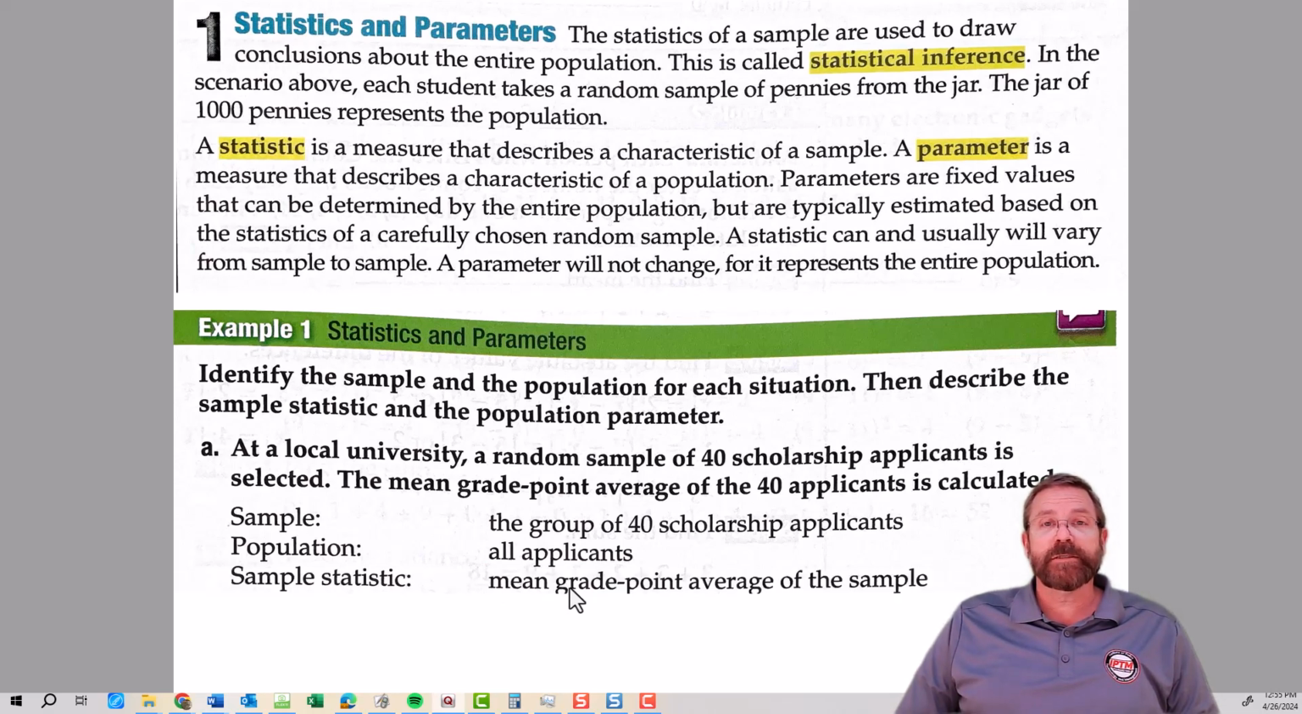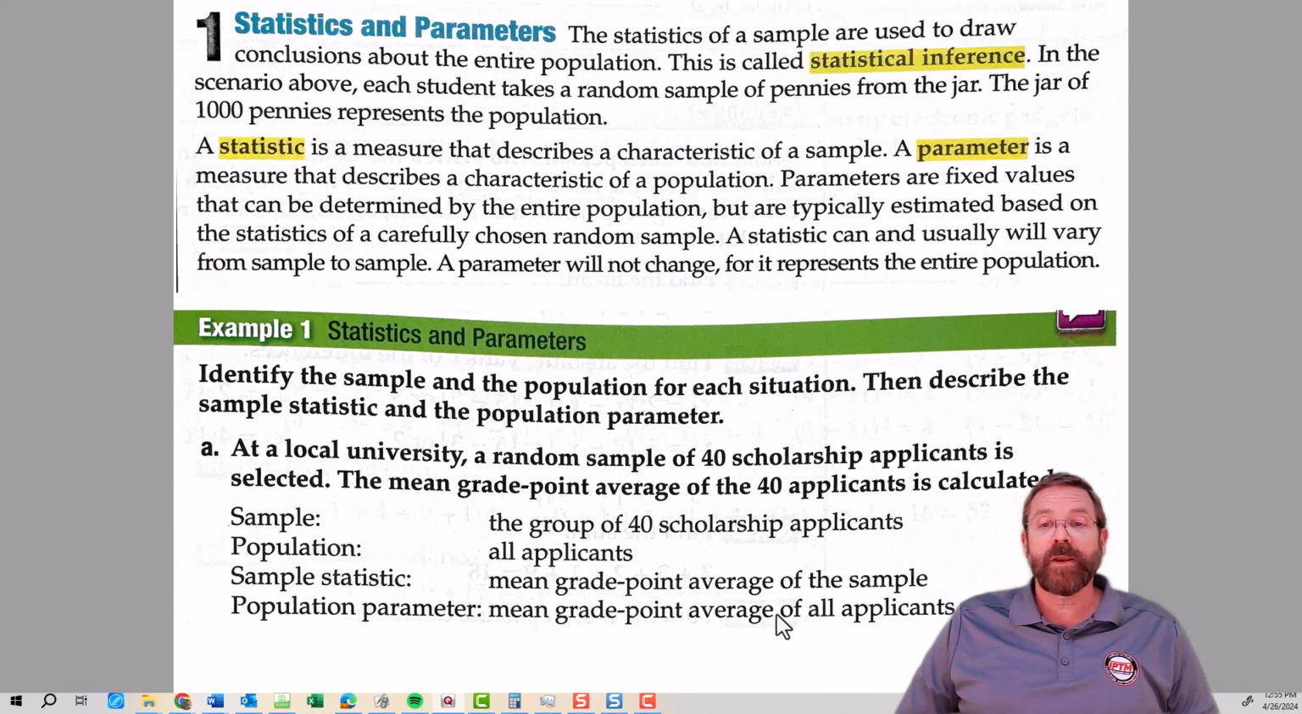The sample statistic is going to be the mean grade point average of the sample. So the mean grade point average of these 40 scholarship applicants that they pulled out, that's going to be your sample statistic. And the population parameter is going to be the mean grade point average of all of the applicants combined. So if we took all of the applicants and found their grade point average, that would be the parameter of the entire population. Confused yet? Probably not. It's getting better, isn't it?